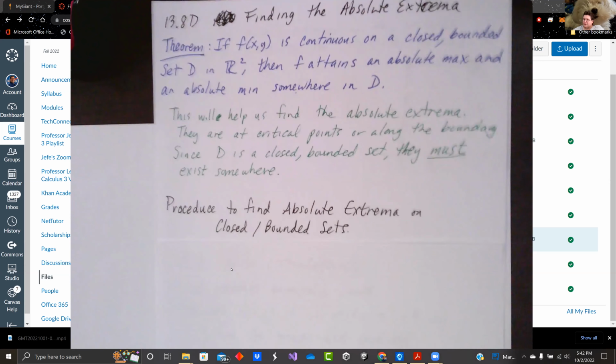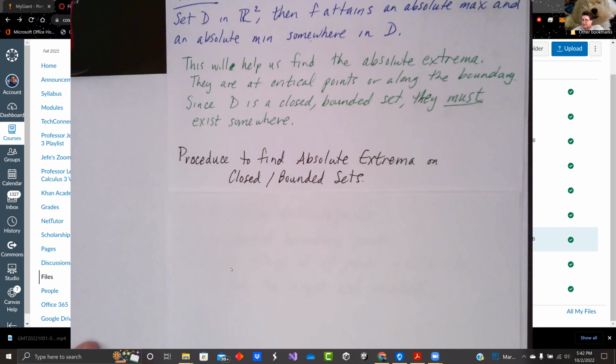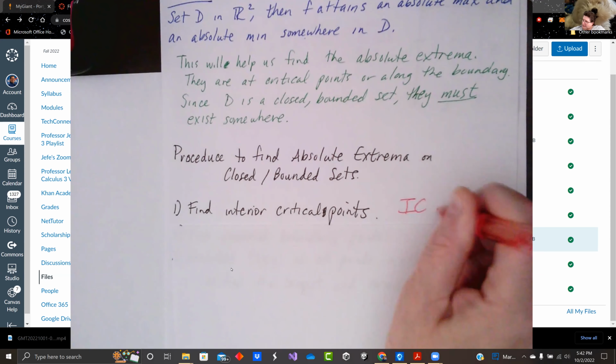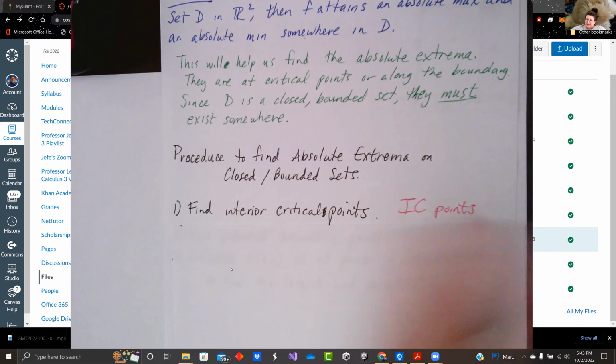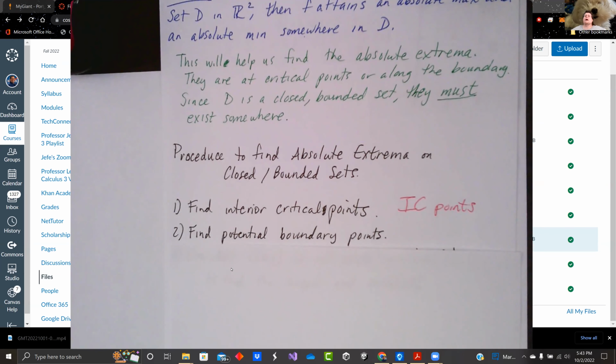So our procedure to find absolute extrema in closed bounded sets: we need to find the interior critical points. I will be calling them IC points on the next page. That's not common lingo, but it saves some time. Then we will find the potential boundary points that will be critical points. When I say potential, it's not a physics term. I just mean the boundary points where we could have an extrema. They are potentially maxes or mins.